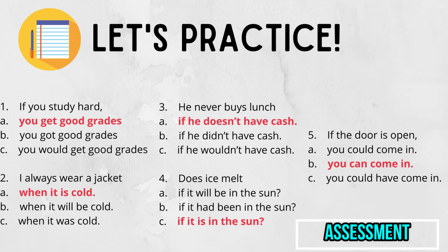Number 5, if the door is open, A, you could come in, B, you can come in, or C, you could have come in. The correct answer is B, you can come in. So just always remember, if clause and main clause, we have to use the simple present form of the verb.